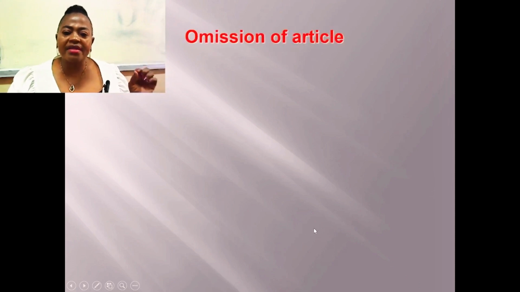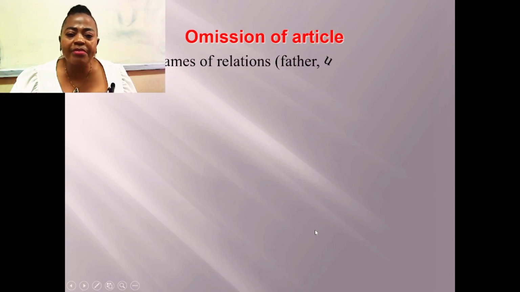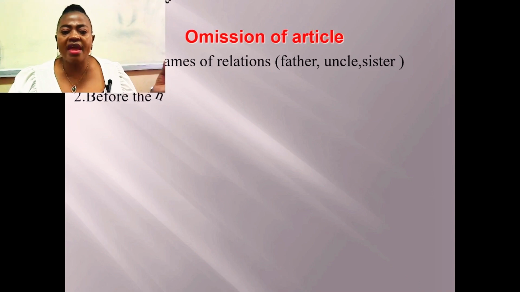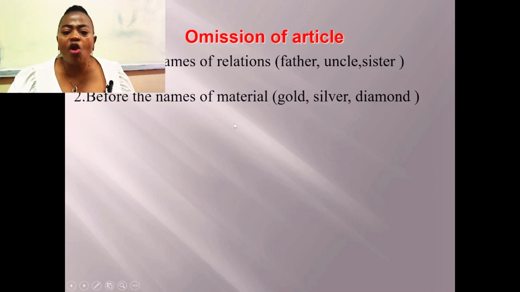Now these are some things where we must omit articles. Omission of articles. In what situations do we need to omit articles? In what situations do we need not to use A or AN? The very first one is before the names of relations. Father, uncle, sister, brother, mother, and the rest. So you cannot say the name of your uncle. The next one is before the names of material: gold, silver, diamond.